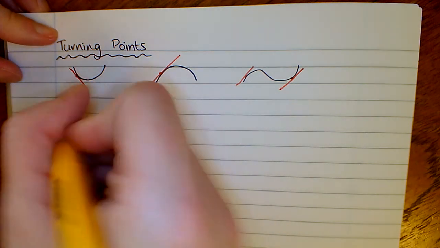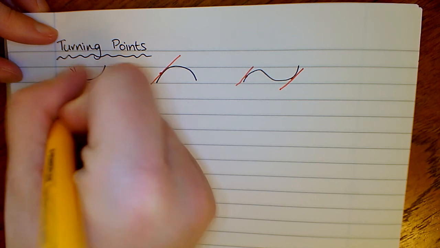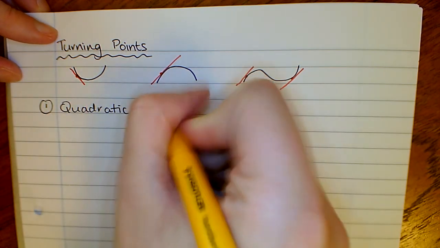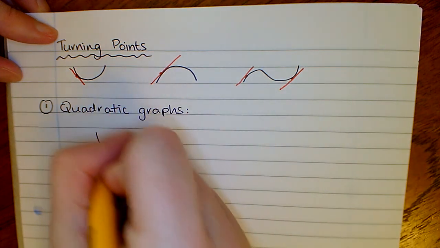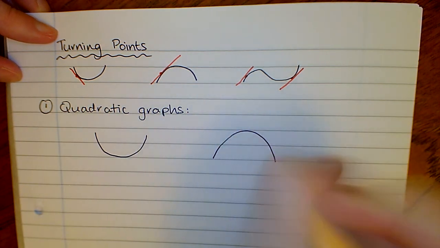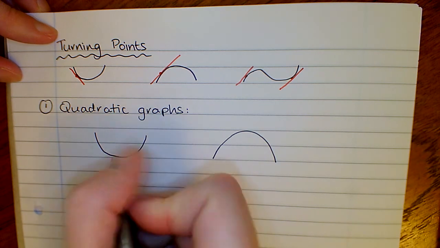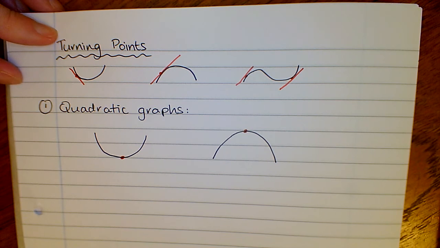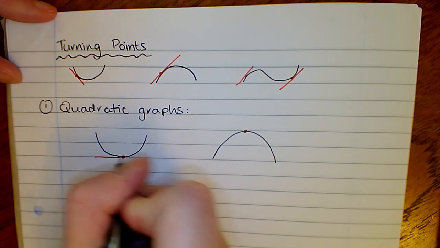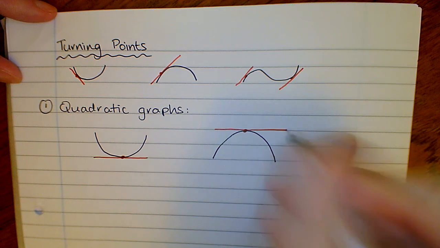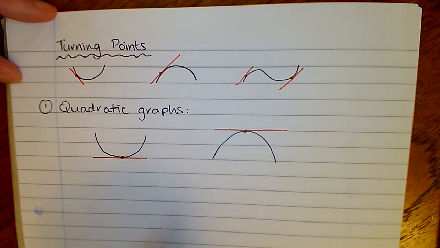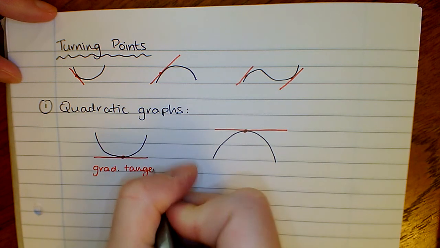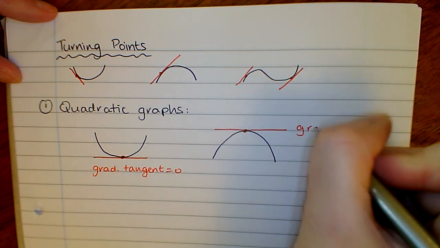So if we just look at, first of all, quadratic curves or quadratic graphs. They take this basic shape. Our lowest point and our highest point are really useful and really important within looking at quadratics. And if we look at the tangents at those points, you can see that they're both going to be horizontal lines. So the gradient of the tangent at both of these points is 0.